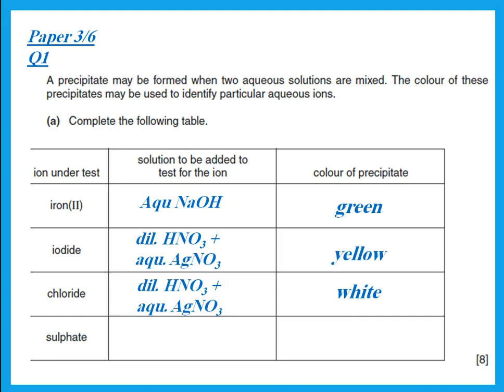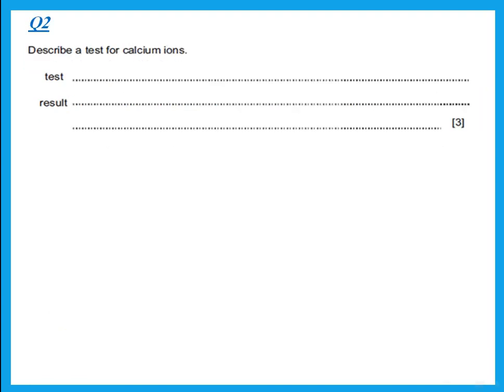Now, how do we test for sulfate? For sulfate, I need to add dilute hydrochloric acid and aqueous barium chloride, or I could use nitric acid and barium nitrate. So either both of them are chlorides or both of them are nitrates. So nitric acid and barium nitrate or hydrochloric acid and barium chloride. The barium ions react with the sulfate. Which precipitate do we get? We get a white precipitate. Please learn all the tests.